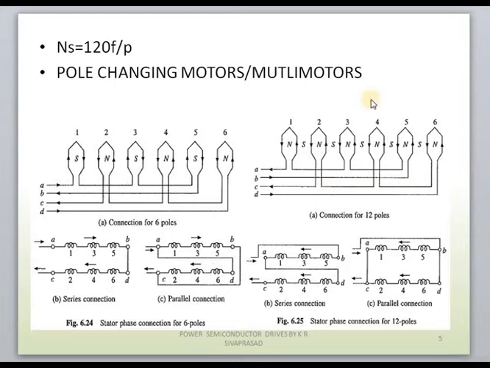Then it creates 12 poles. You can check here, because all the coils which are indicated here, 1, 2, 3 and 4, 5, 6, are all indicated as north poles only. In between those we have south poles also. Automatically it will create a south pole here. So with this we can create a 12-pole machine.